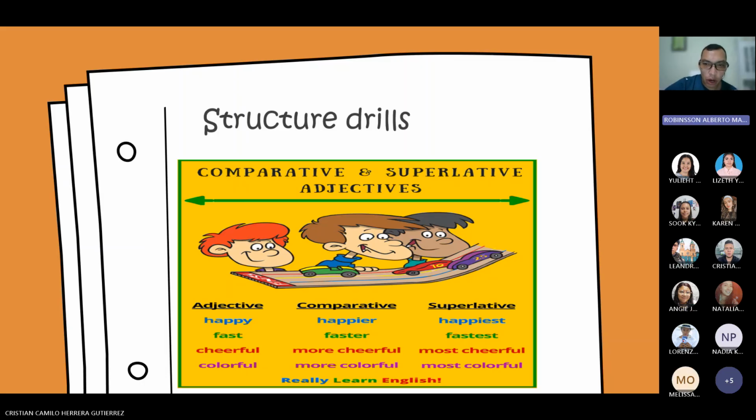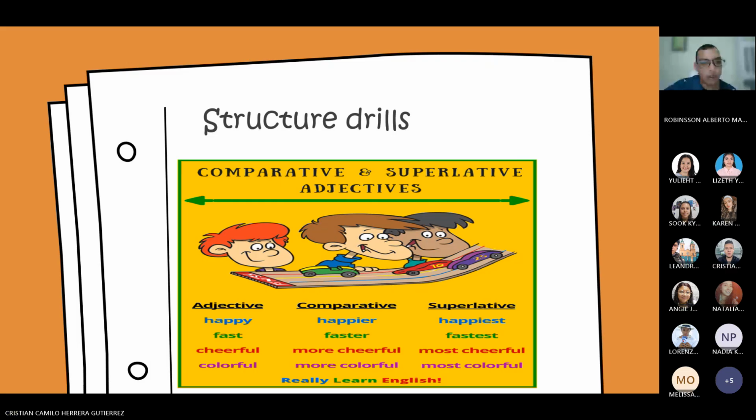Now, remember, when we have more than one syllable, we have to add more for comparative and most for superlative. So the next adjective is cheerful. The comparative form is more cheerful. Repeat. More cheerful. And the superlative form is most cheerful. Most cheerful.